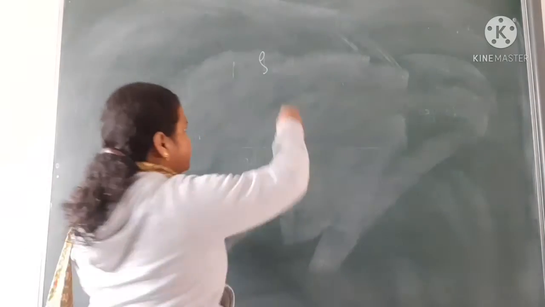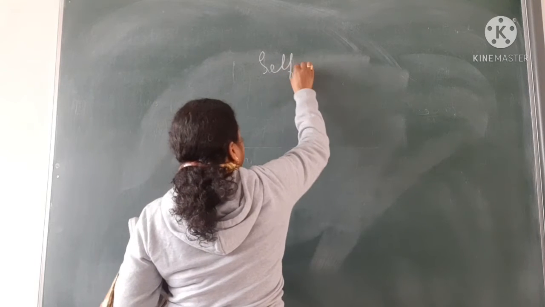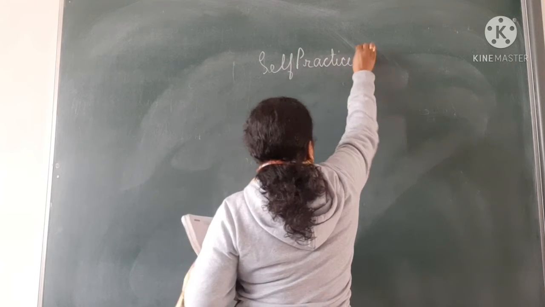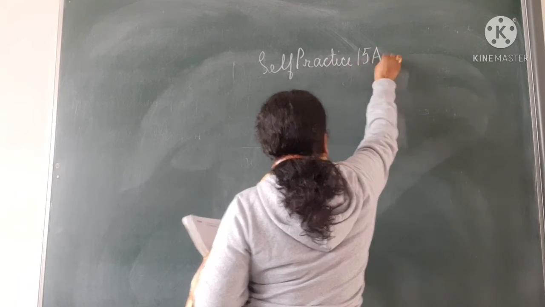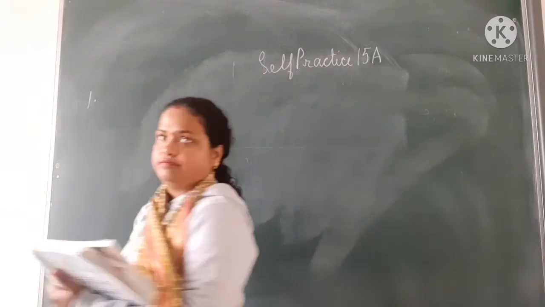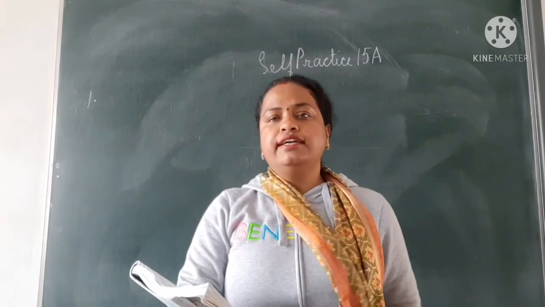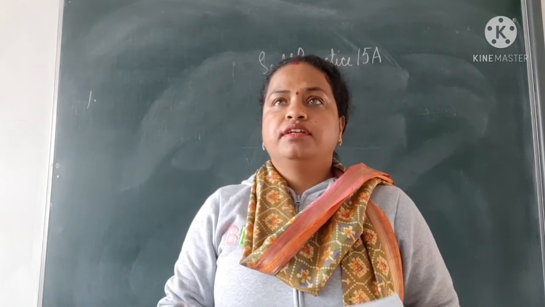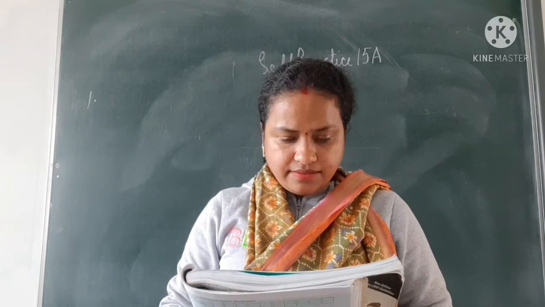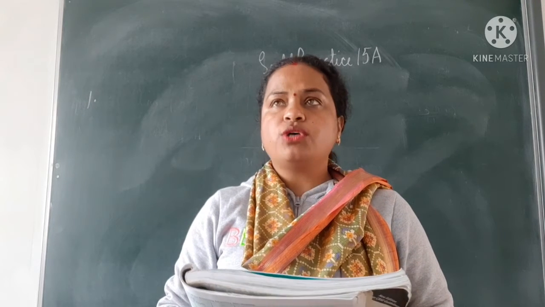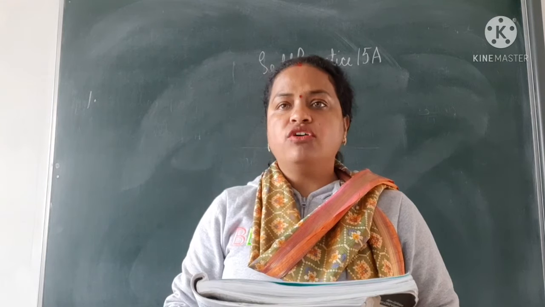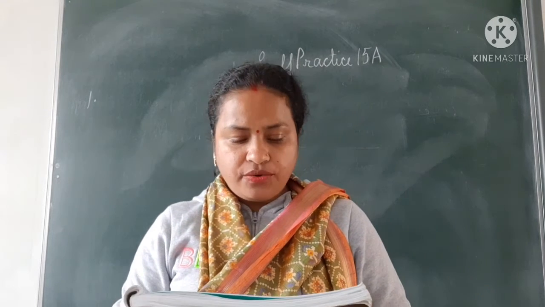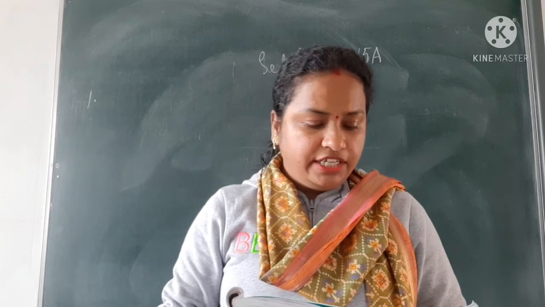Let's start Self Practice 15A. Question number 1. Now see what is there in question number 1. Ria obtained the following scores out of 100 in a vocabulary test. She is scoring out of 100 in a vocabulary test.